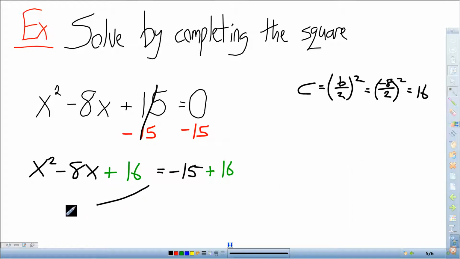Okay, now this is considered a perfect square trinomial. Step number 2, now we can write this in its factored form. Okay, x plus b divided by 2 squared. Our b value is an 8, so plus negative 8 divided by 2 squared. Over on the right, just doing this, 16 minus 15 gives us a 1.